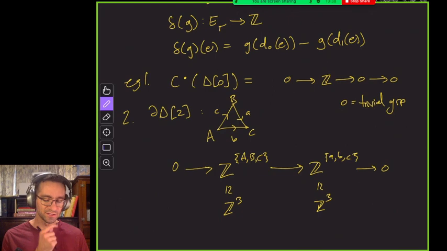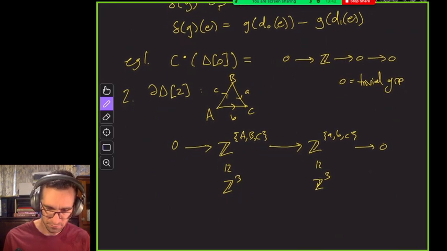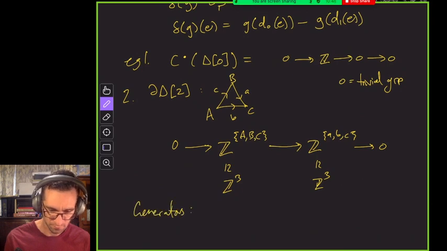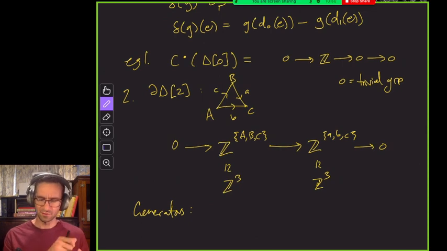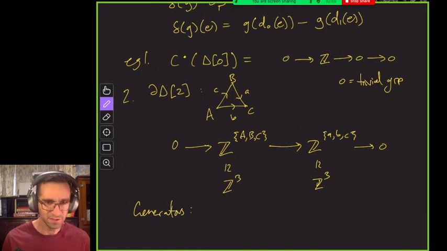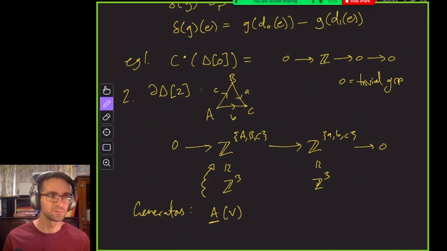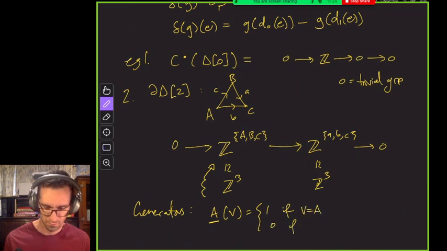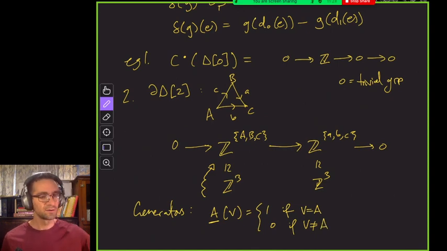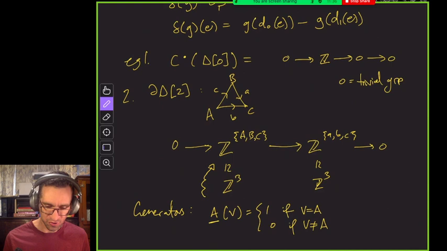But I want to pay attention to what the generators are. Because they're both copies of Z^3, but the map we're going to write down is non-trivial. So we need to have a basis for these modules. Okay, so let's call A underline an element in this group. And what is its effect? It's a function, so you apply it to a vertex, and it's going to be 1 if v is A, and 0 if v is not A. Etc. So I can do the same thing with B and C.